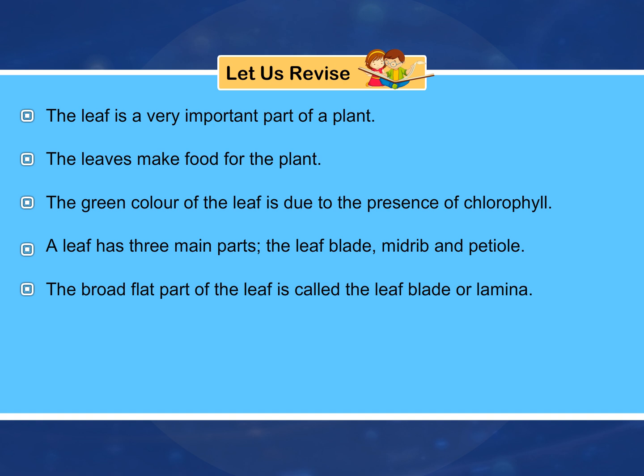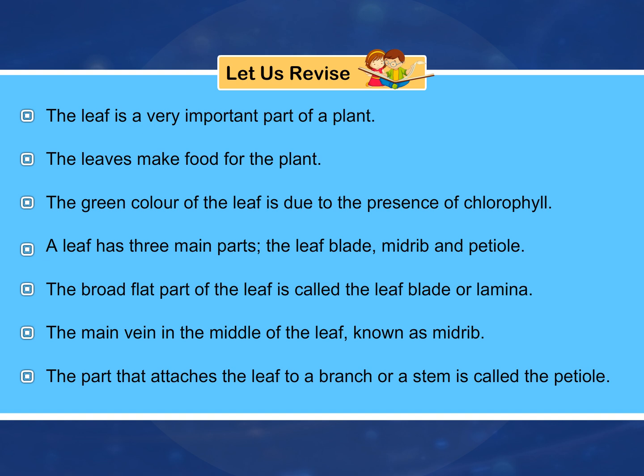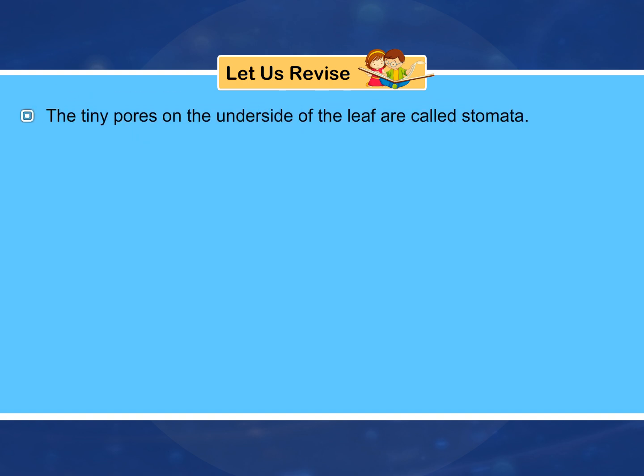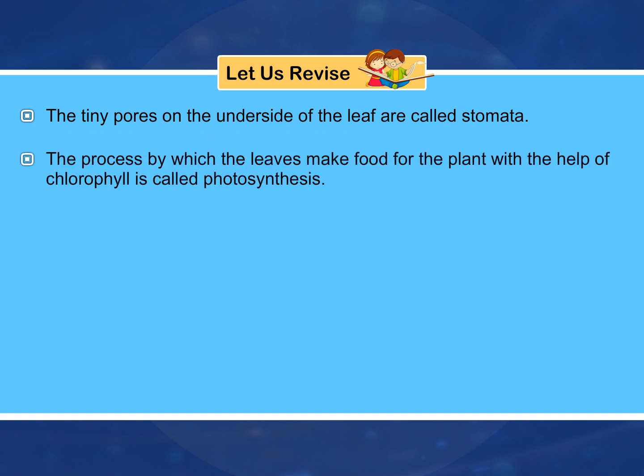The broad flat part of the leaf is called the leaf blade or lamina. The main vein in the middle of the leaf is known as midrib. The part that attaches the leaf to a branch or a stem is called the petiole. The tiny pores on the underside of the leaf are called stomata. The process by which the leaves make food for the plant with the help of chlorophyll is called photosynthesis.